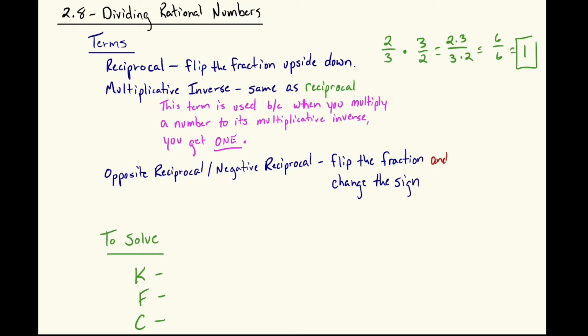The last thing that we have is a term called opposite reciprocals, or sometimes they're called negative reciprocals. Basically, that requires you to do two things. We have to flip the fraction, and we have to change the sign. So, for example, if I had the original fraction of 5 over 7, the opposite reciprocal or negative reciprocal of that would be 7 over 5 with a negative sign. So, the sign has to change from positive to negative or negative to positive, and the numbers have to trade spots. So that's what an opposite reciprocal or a negative reciprocal is.